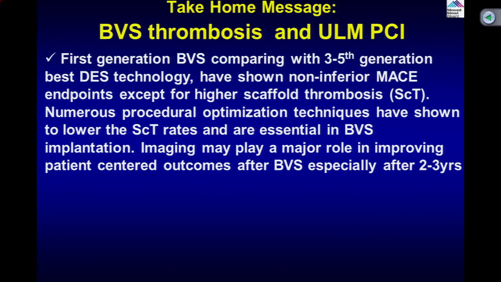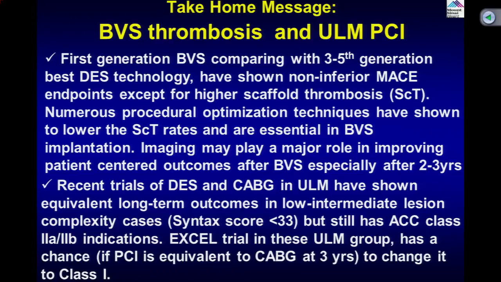Let's come back to our take home messages. That is BVS thrombosis and unprotected left main PCI. The first generation BVS, compared with 3rd to 5th generation DES technology, have shown non-inferior MACE endpoints except for higher scaffold thrombosis, which we now call, not ST, they are calling it capital S, small c and T. So ScT is scaffold thrombosis. Then numerous procedural optimization techniques have been shown to lower the scaffold thrombosis rates and are essential in BVS implantation. Imaging may play a major role in improving patient-centered outcome after BVS, especially after 2 to 3 years, because that's the time you then want to start taking them off antiplatelet therapy.